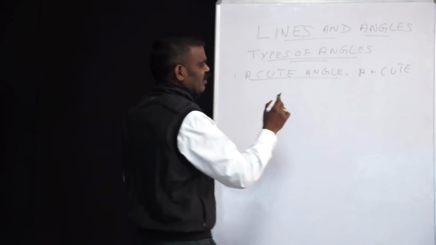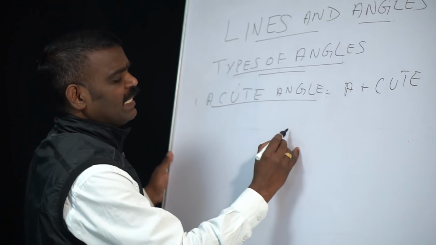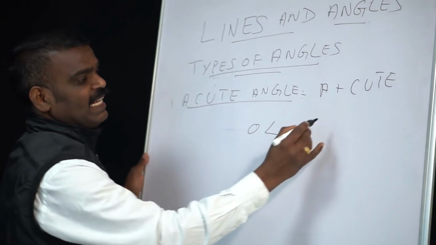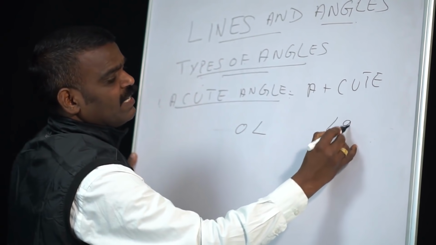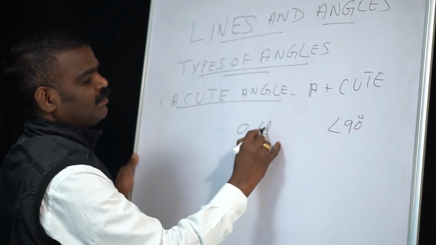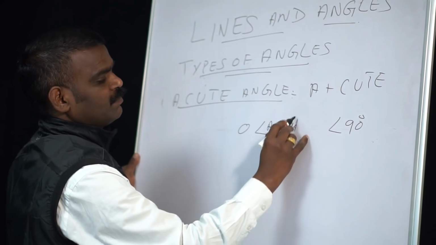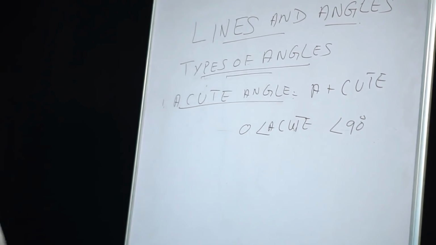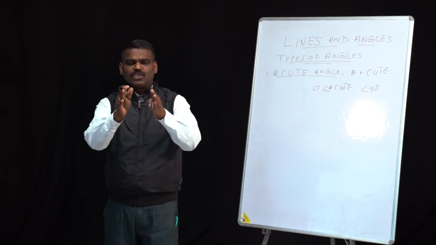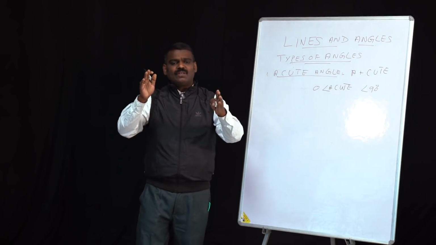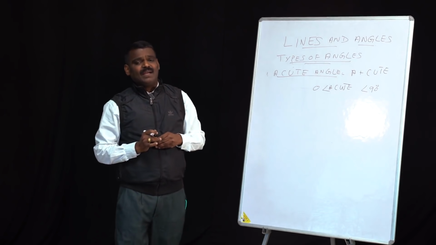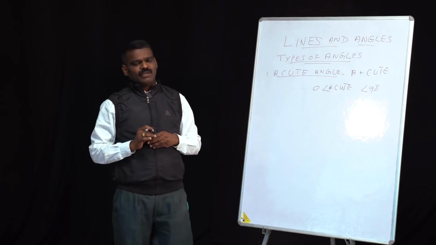the magnitude of acute angle is greater than 0, less than 90 degree. Any angle which comes in between 0 and 90 degree, less than 90 degree, is called which angle? Acute angles.